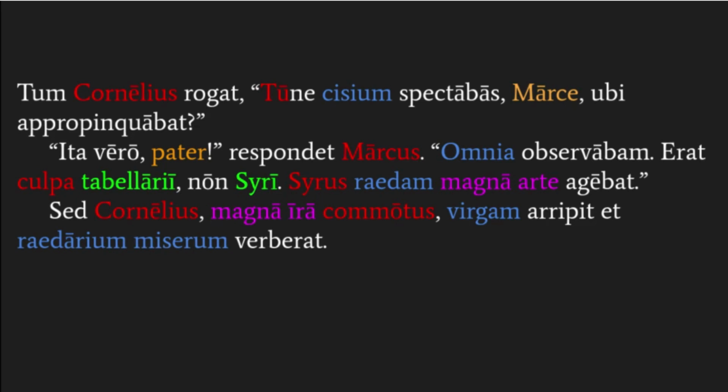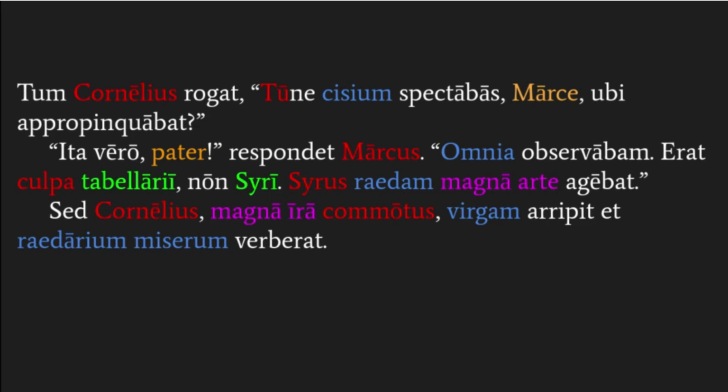And he continues and says, Cyrus rhedam magna arte agebat. He repeats what Sextus just said. He says, Cyrus agebat, was driving the rheda, the carriage, magna arte, with great skill. Again, it's ablative, no preposition there. It's saying how he was driving the carriage. Then we finish with the last section.